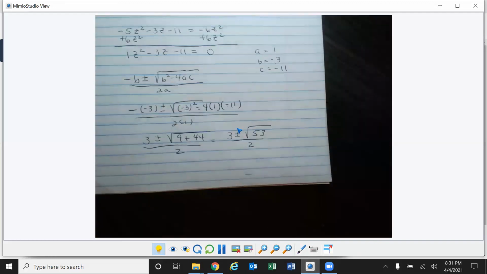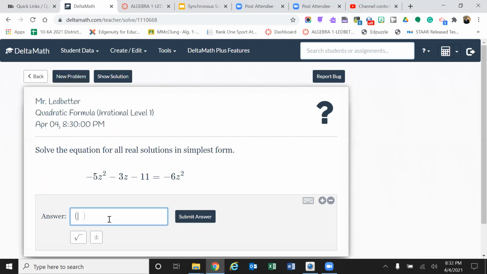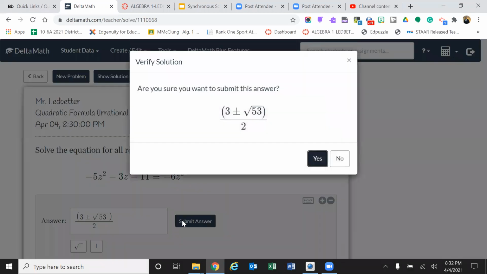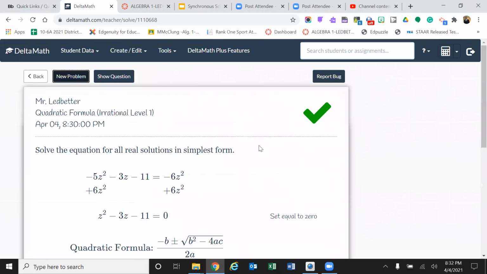So we're going to take this and plug this in. I'm going to open the parentheses because I have to put a divide. So 3 plus or minus the square root of 53, close the square root. Oh, I just messed up, it's already closed. Then divide by 2. And there we go, and that's how you do it. They're all like that. Every one of them is like that.